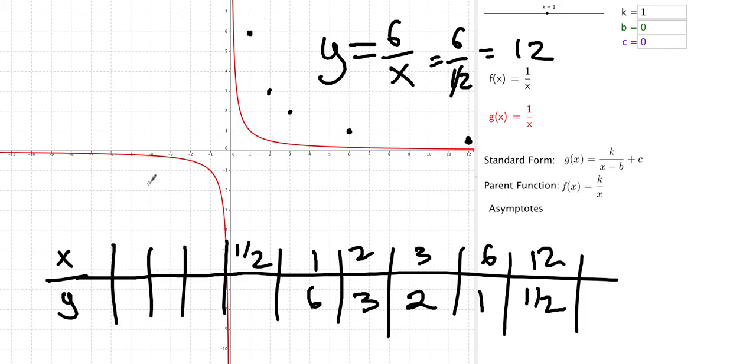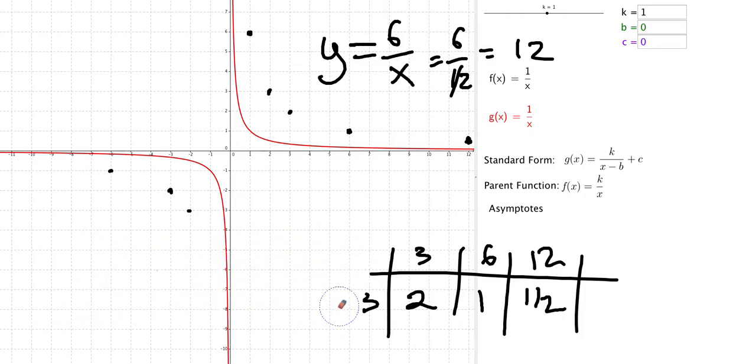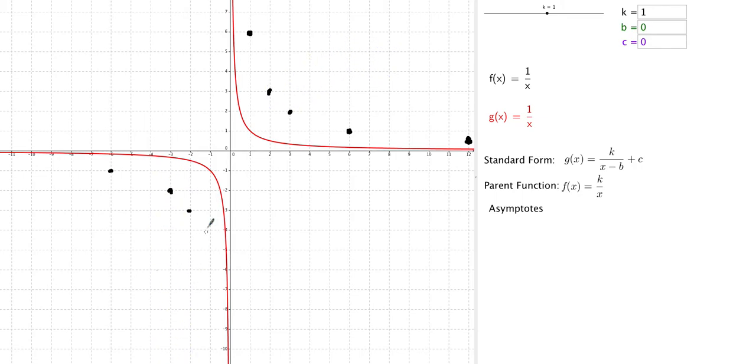The other side is the reflection of this. So when x is 2, y is 3. When x is -2, y is -3. When x is -1, y is -6, which is here. When x is -3, we're at -2. At -6, we're at -1. So this is what our graph would look like. I didn't fill in the rest of those table values, but when I plug this in, we're going to go through all these points.